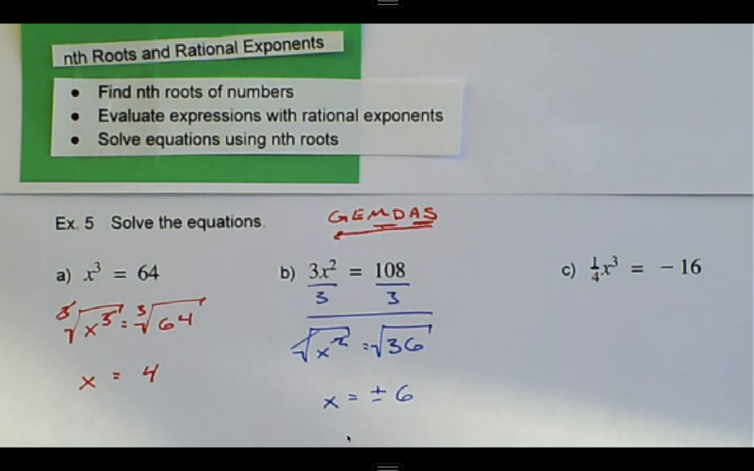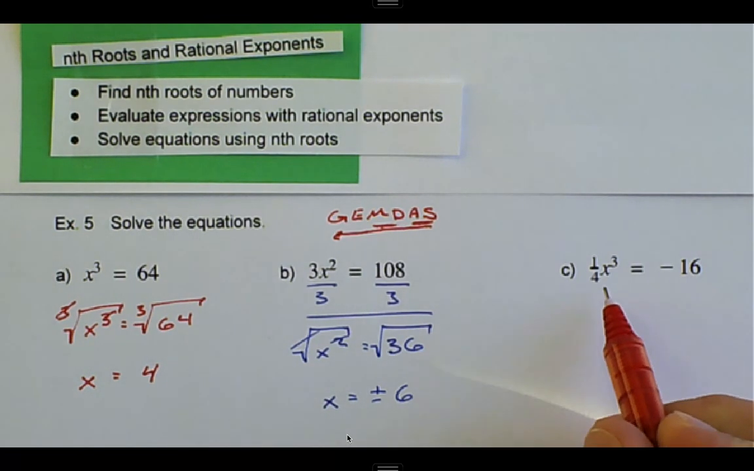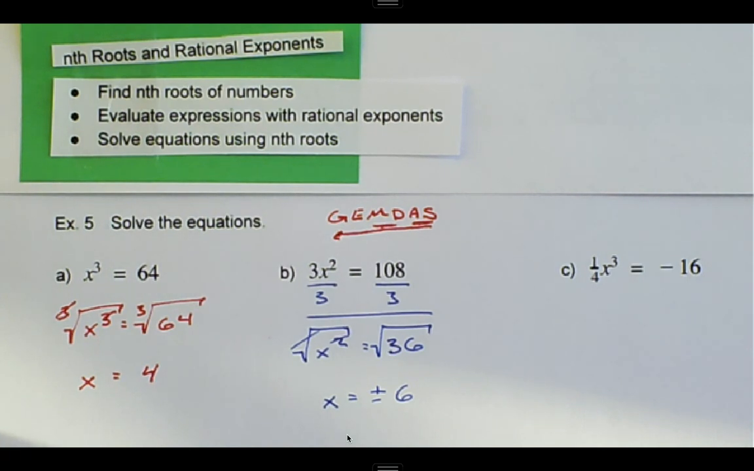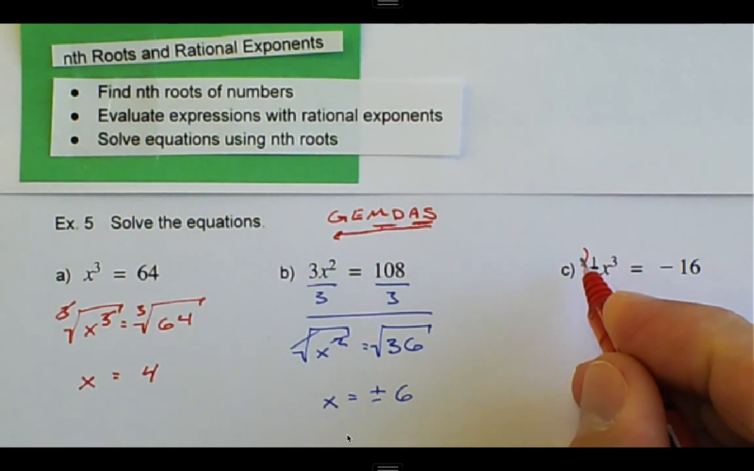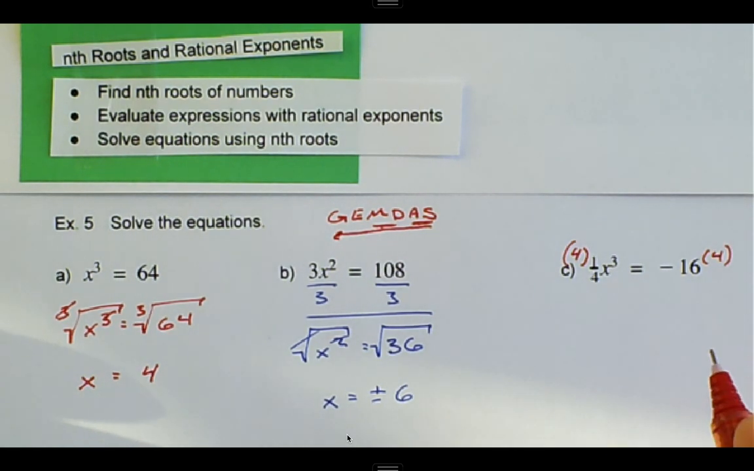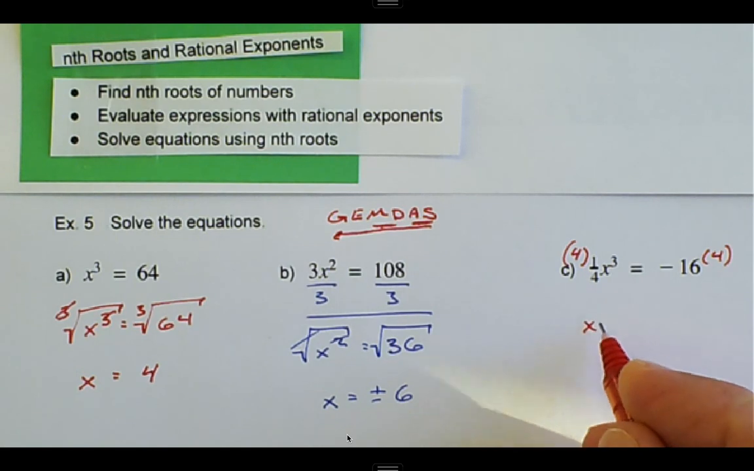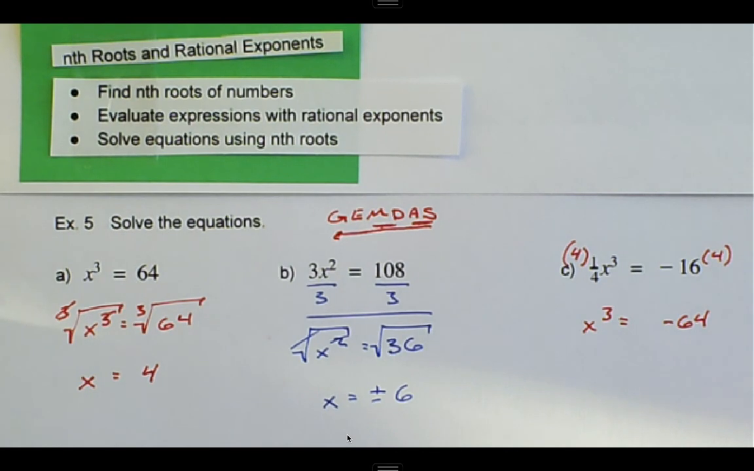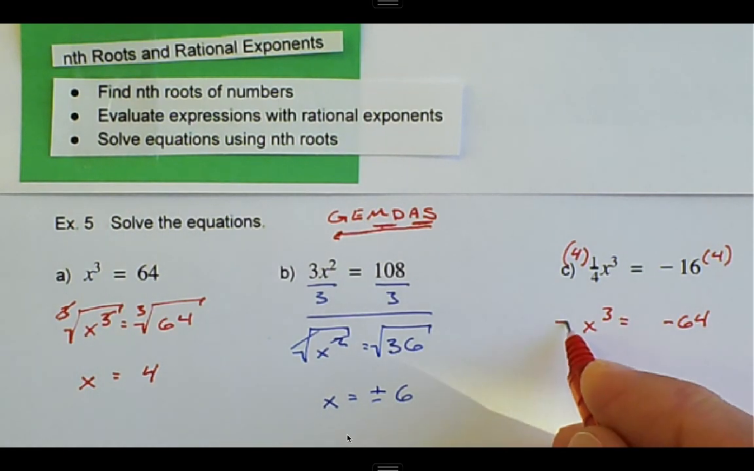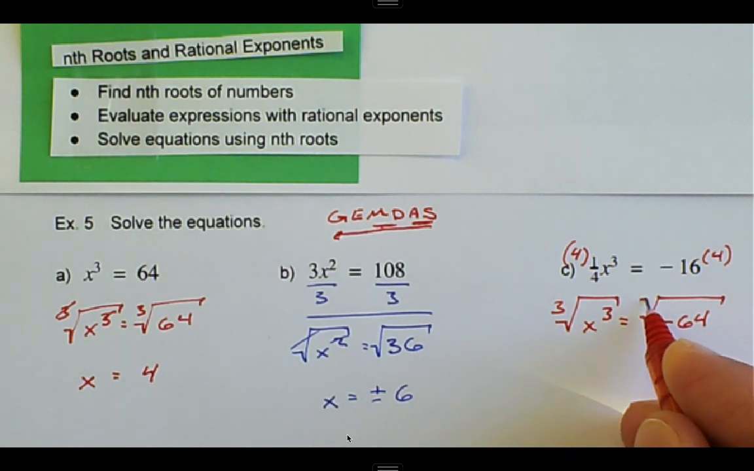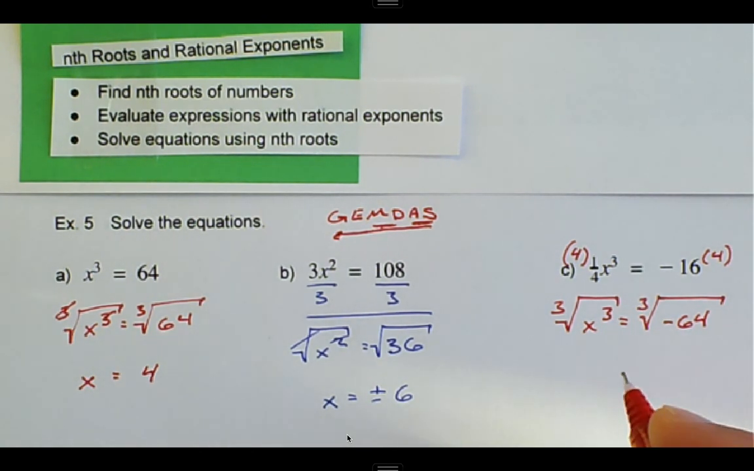Again, if we look at C, we have an operation that we have to deal with before we can deal with the exponent of the 3. And so we have to multiply both sides by 4. And then we get x cubed is equal to negative 64. Then we can take the cube root of both sides to get rid of that x cubed power. And we get x equals negative 4.